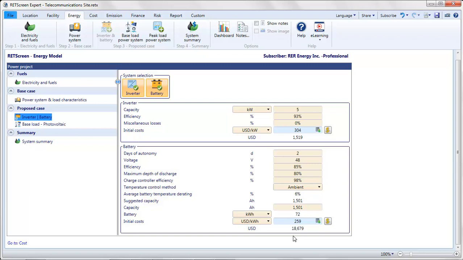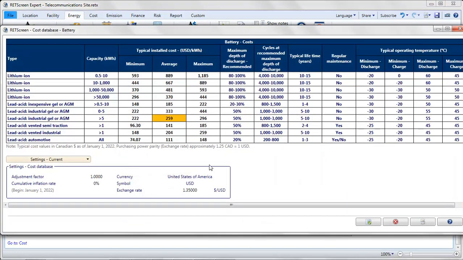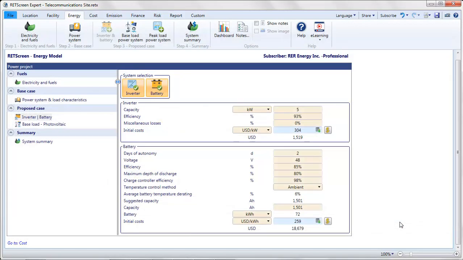And just in case you're wondering how you could estimate the lifetime of this lead acid battery, you could go to the cost database here, and it contains some additional information like the cycle lifetime and the typical lifetime, 5 to 10 years. So we're being maybe a little bit on the optimistic side here for the lifetime of the battery, but we'll try that.